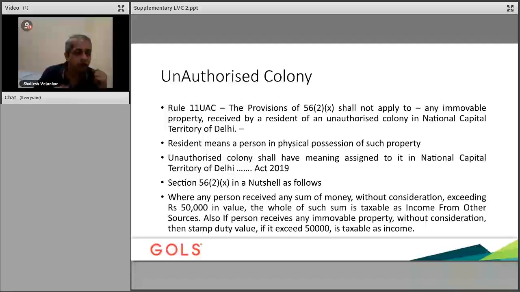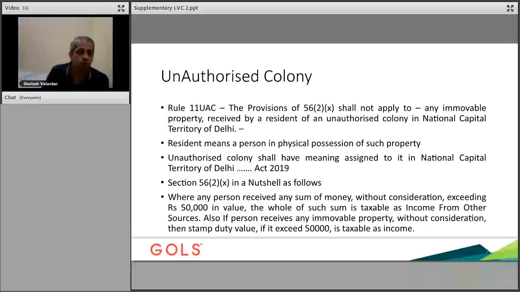Any answer on this? Yeah, somebody is typing. I can see that. Circle rate, stamp duty. Circle rate is something similar to the stamp duty. So I will take stamp duty as the answer, right? So when somebody is gifting the property, it is the stamp duty which should be taken as my income.